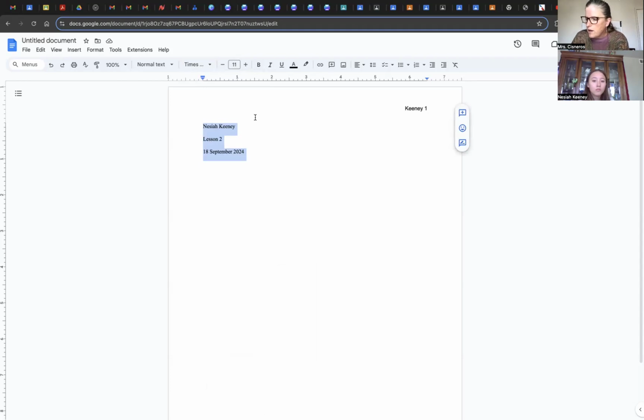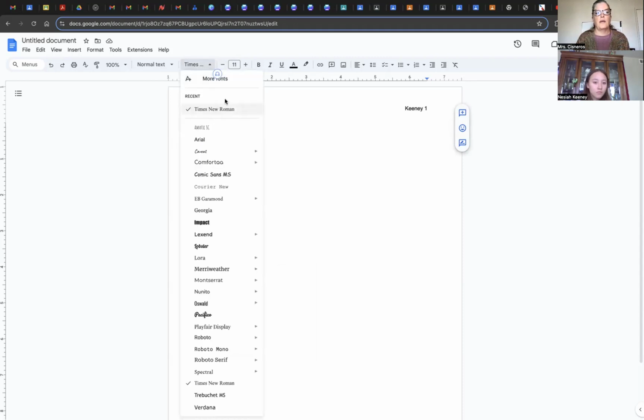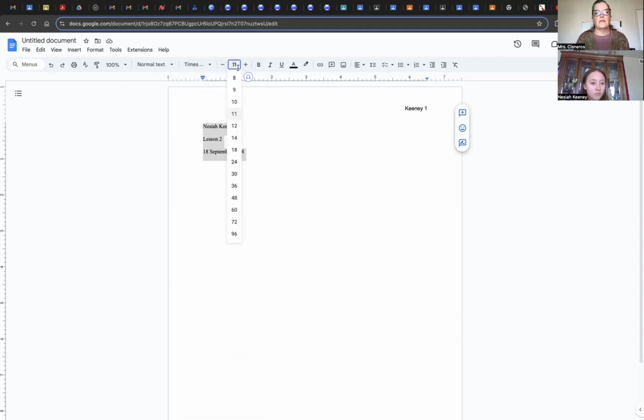The other thing about MLA is that it has to be 12 points as far as the size of the font. Next to where we clicked Times New Roman is a number here, and right now it's set on 11. When you click on that, you can change it to 12. That should be a 12. According to this page on page 305 in your book about the format, it should be Times New Roman, size 12 font.